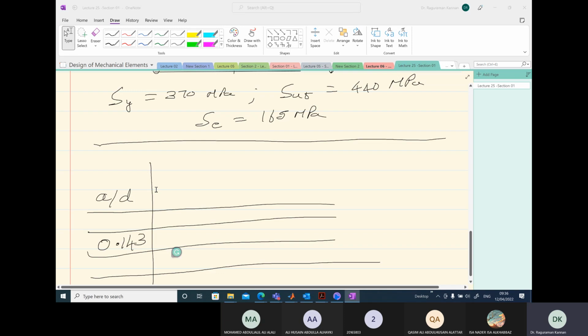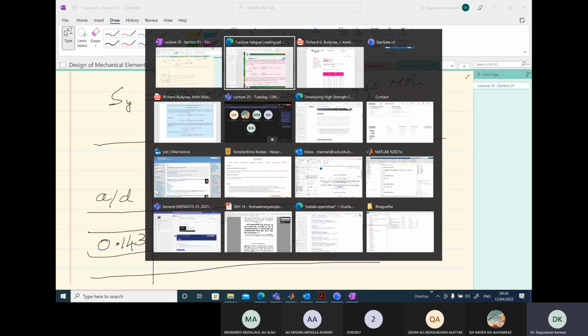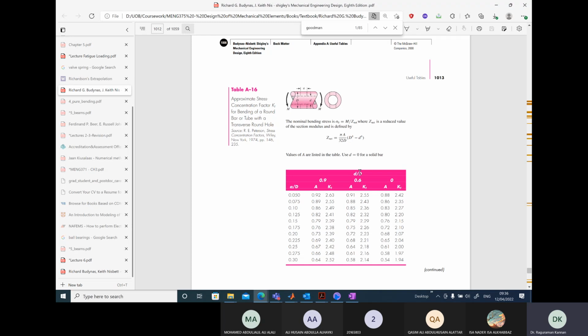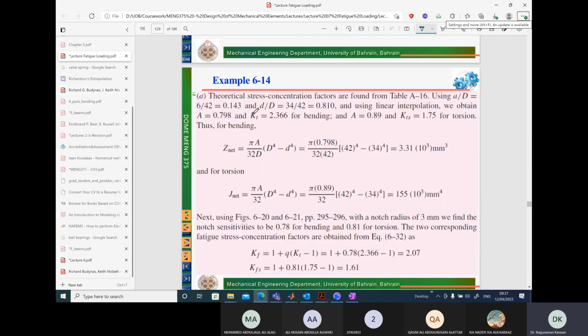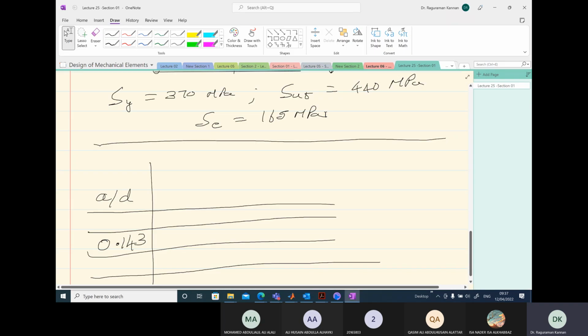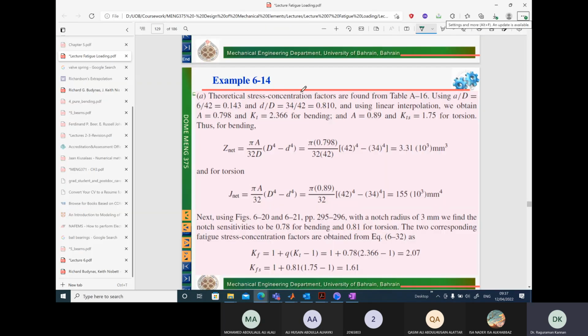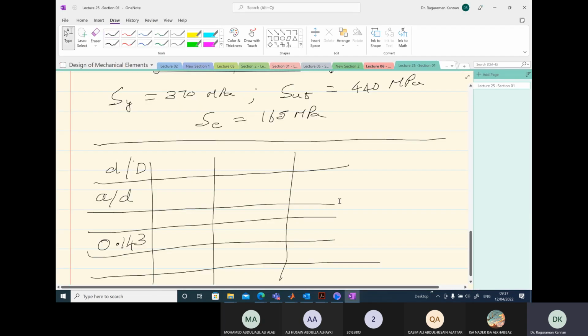Okay, let's go here. On the horizontal, we have small d over capital D. Go back to the problem. The ratio 34 over 42 gives 0.810. So let's see here. I'm going to write here small d over capital D over here, make it into 3 columns here, and then we have the value 0.810 right in the center.